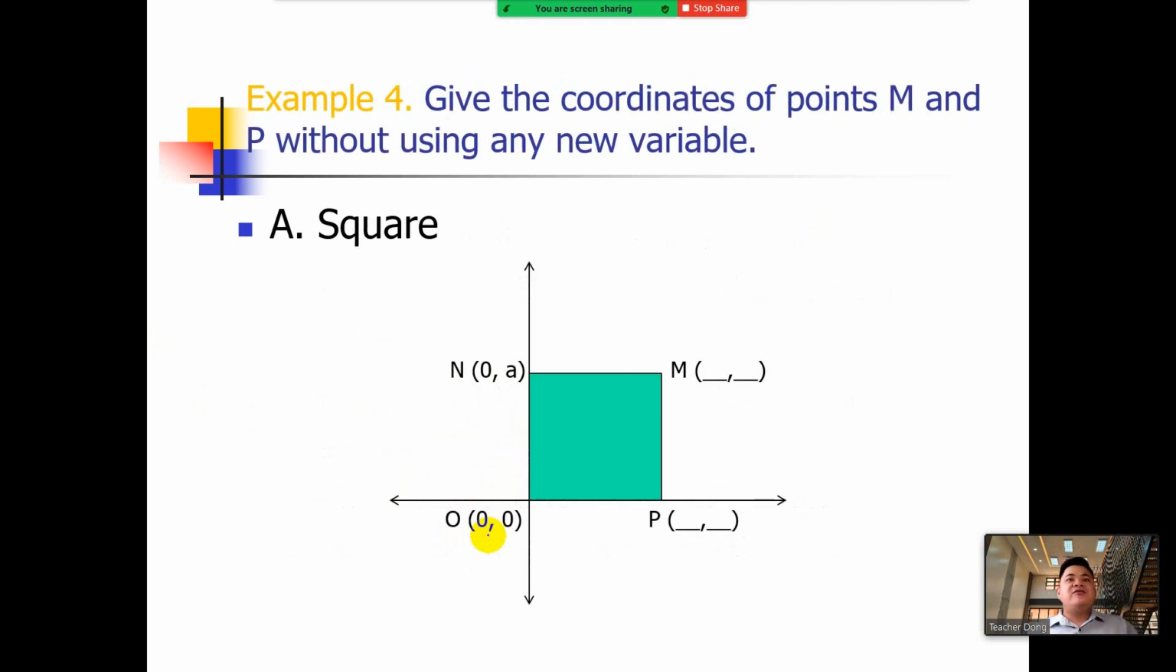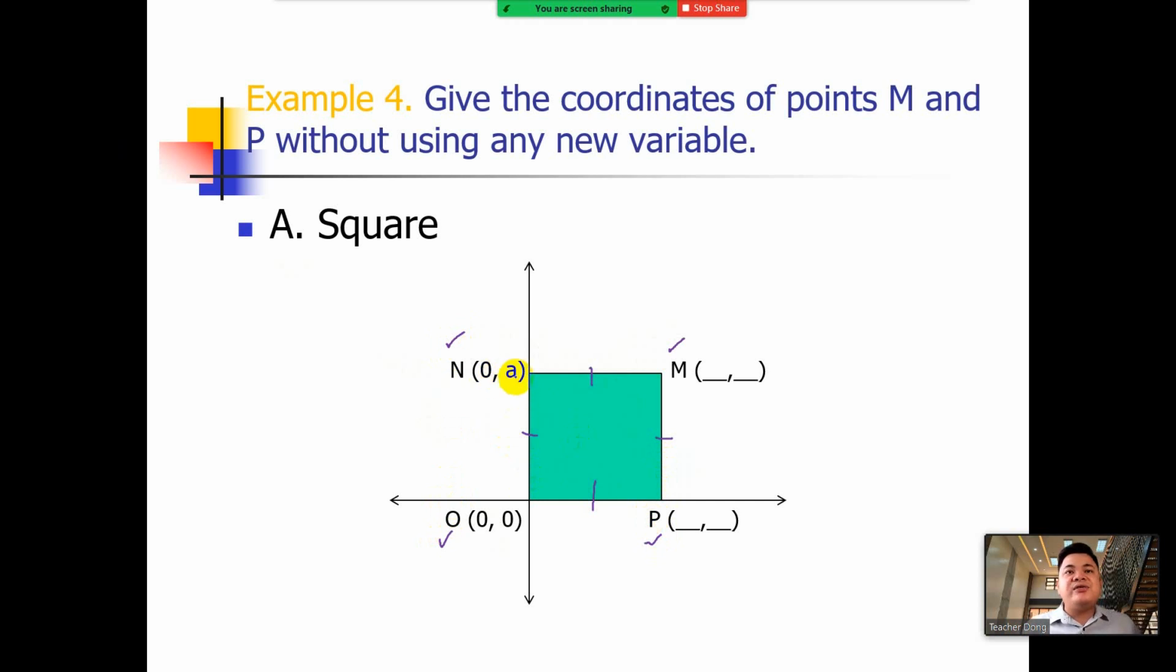Now, let's proceed. Number 4: give the coordinates of points M and P without using a new variable. The illustration is quite simple, but you have to analyze it to get the unknown values. As you can see, it is a square. How do we know? It has 4 congruent sides. Then how are we going to identify the coordinates of M and P? We will identify them based on the given values.